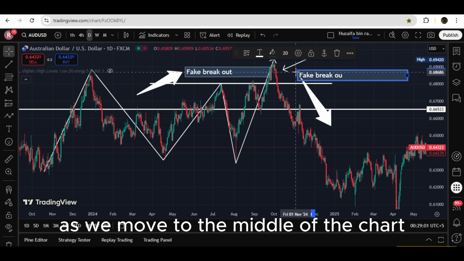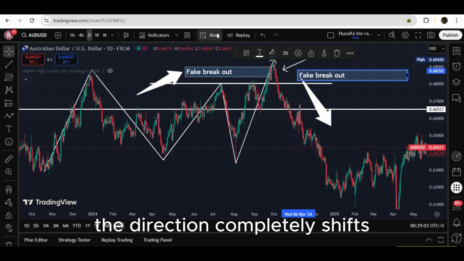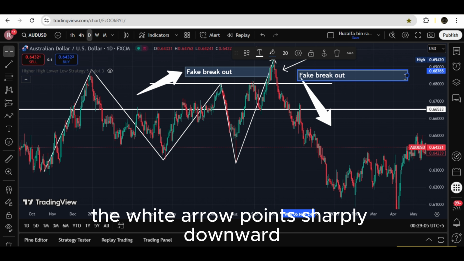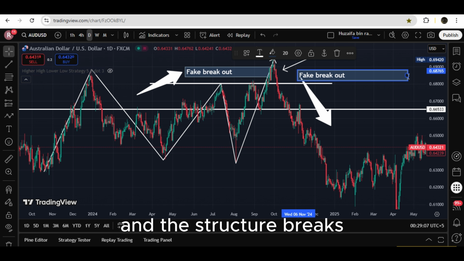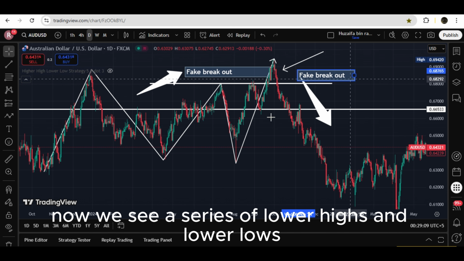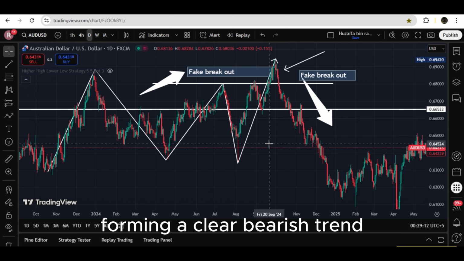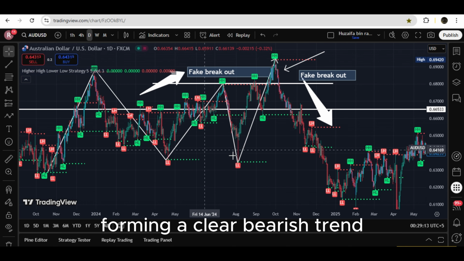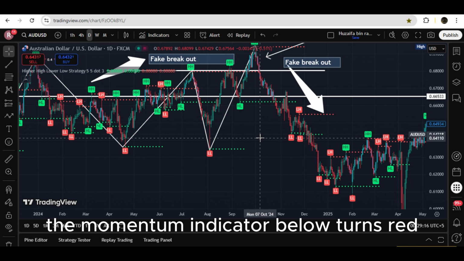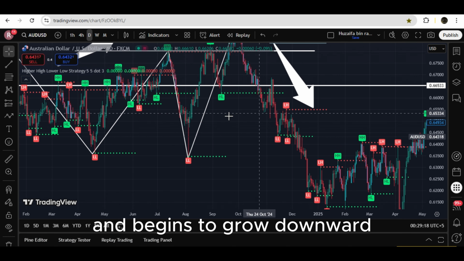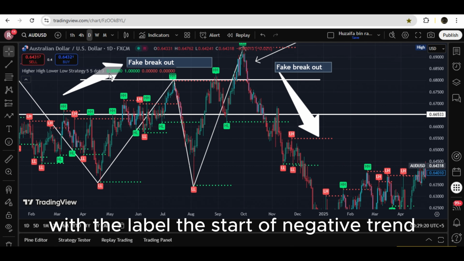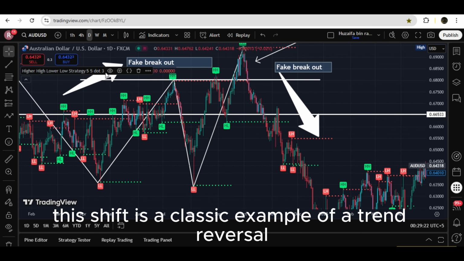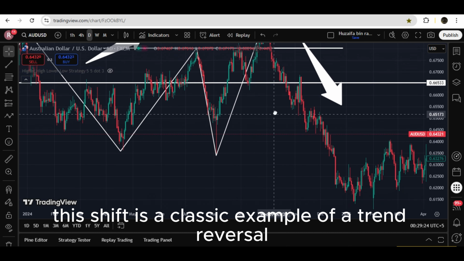As we move to the middle of the chart, the direction completely shifts. The white arrow points sharply downward, and the structure breaks. Now we see a series of lower highs and lower lows forming, a clear bearish trend. The momentum indicator below turns red and begins to grow downward, with the label "The Start of Negative Trend." This shift is a classic example of a trend reversal.